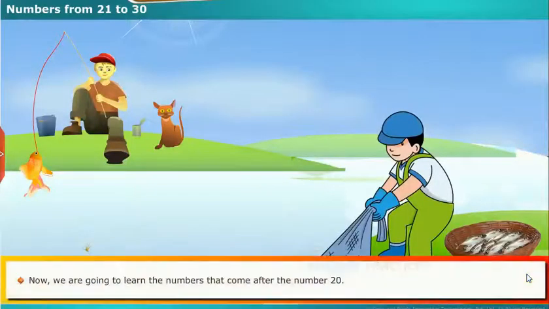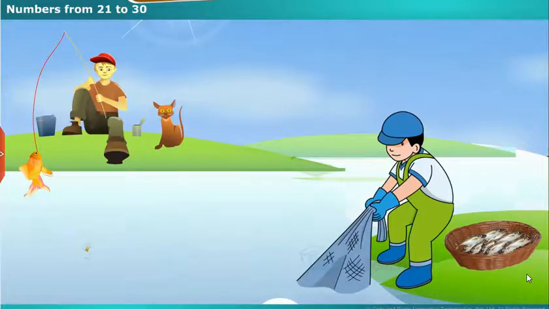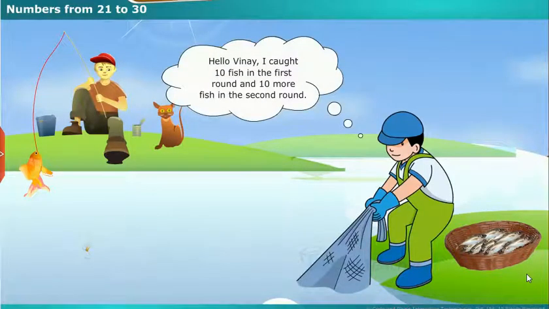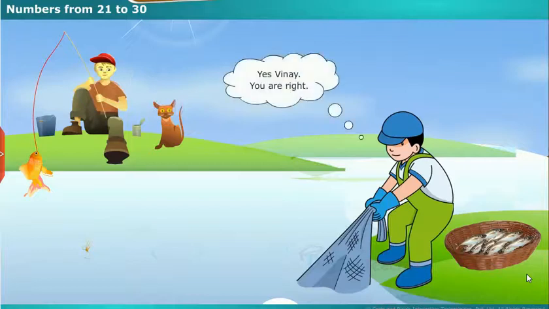Now, we are going to learn the numbers that come after the number 20. Hi Kiran, how many fish did you catch? Hello Vinay, I caught 10 fish in the first round and 10 more fish in the second round. So, you have a total of 20 fish? Yes Vinay, you are right.